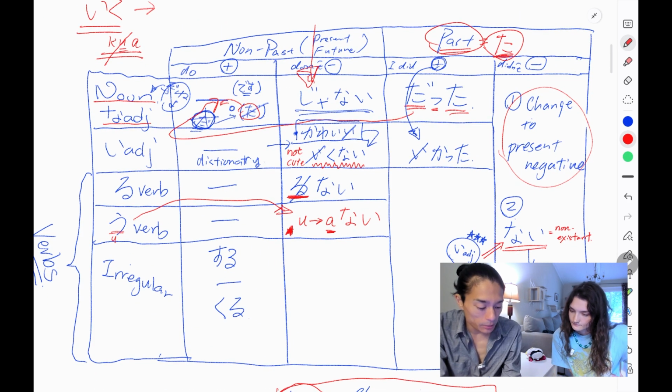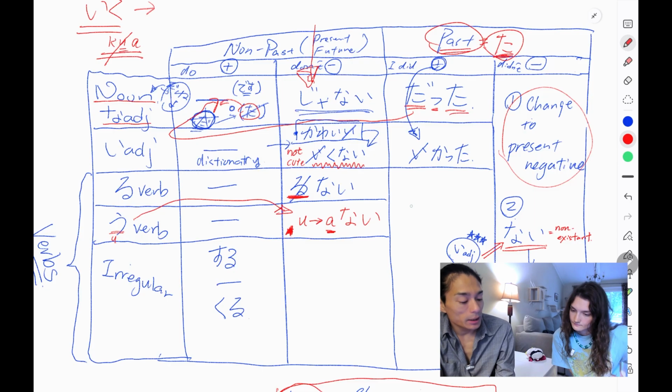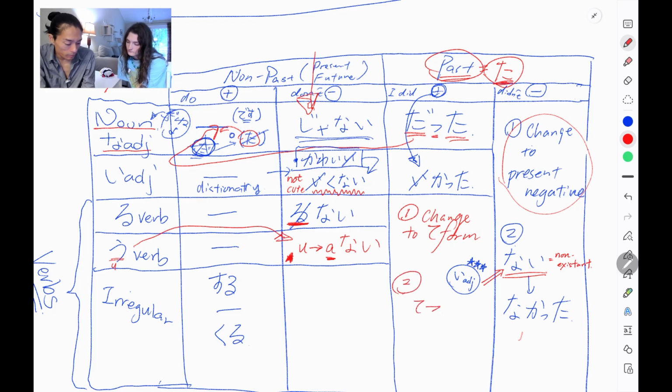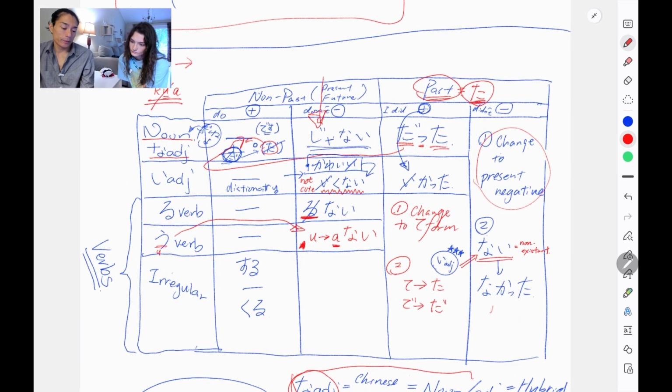There are some exceptions. But past positive for all the verbs follows the same rule, in 2 steps. First, change to te form, which we haven't learned. I'll explain. After you change to te form, if it's te, replace that with ta. If the ending is de, then change that to da. And that's it. That's the rule for all the verbs for past positive.